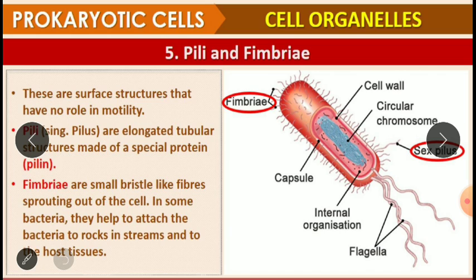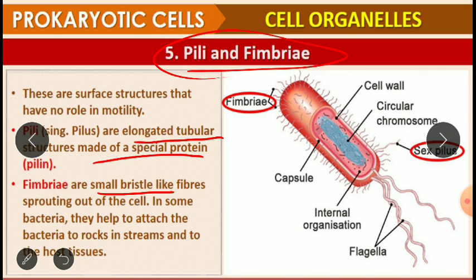The next type is the Pili and the Fimbriae. They are structures which do not have much role in motility, but have some other functions. The Pili are elongated tubular structures made up of special proteins, whereas Fimbriae are small bristle-like fibers sprouting out of the cell. In some bacteria, they help to attach the bacteria to the rocks in streams and to the host tissues.